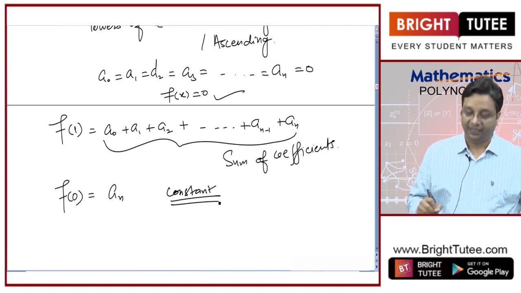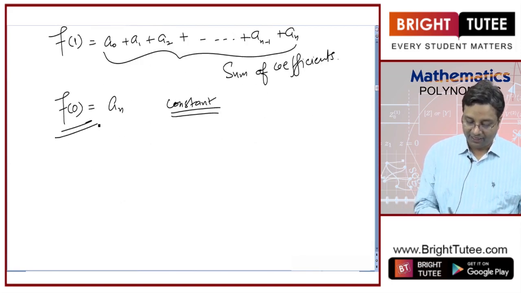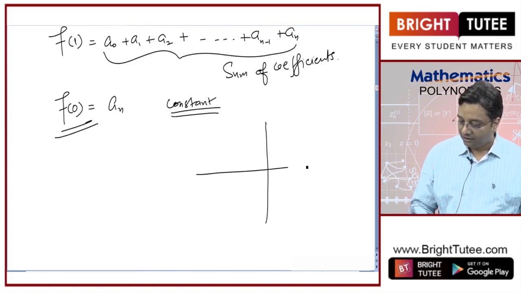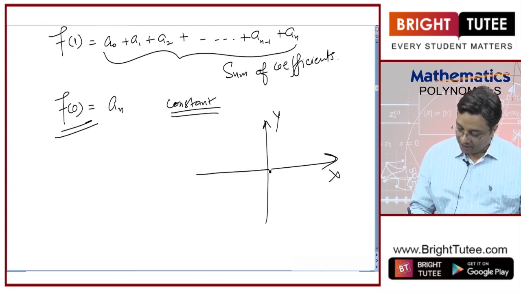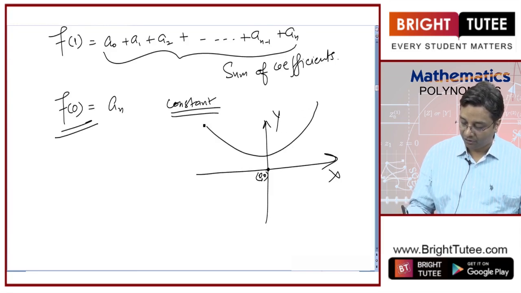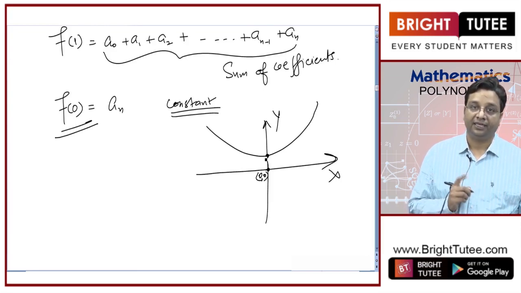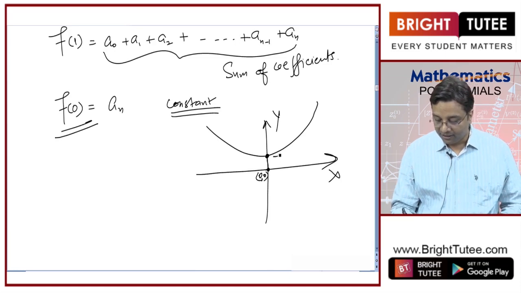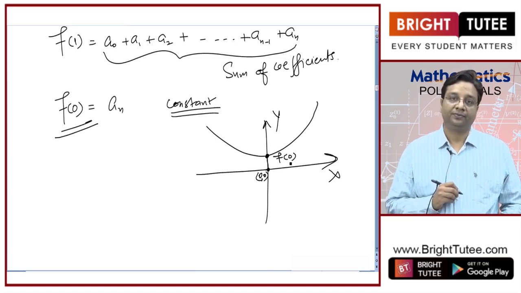So where do I find it on the graph? This is the x-axis, this is my y-axis. If I have to put x equal to 0, this is the point. This is my origin. If I put x equal to 0, let us say this is the polynomial, I will get y equal to this. So this is my f of 0.